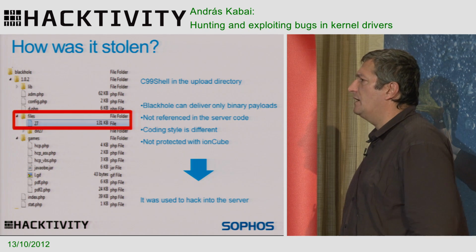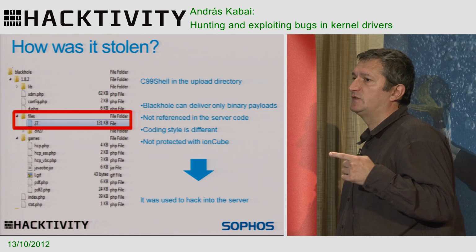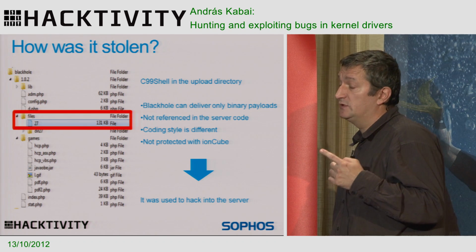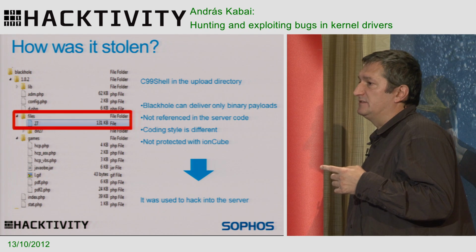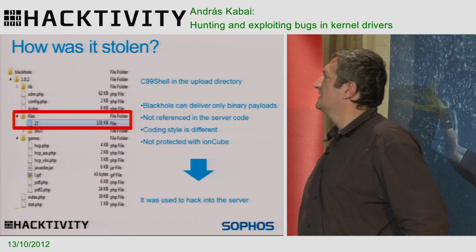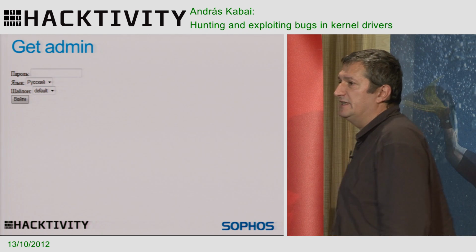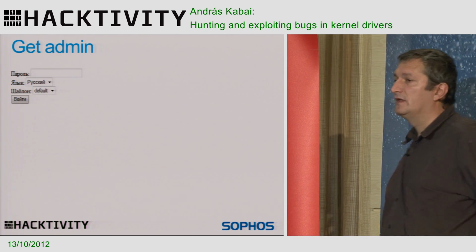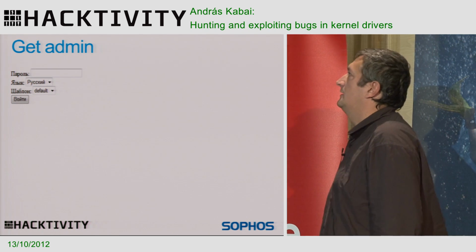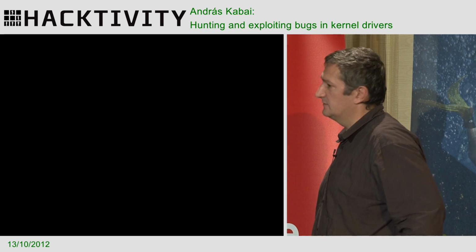So he had to upload this file to the server. Uploading this file to the server was only possible after admin authentication, because that's how the upload works. So first, he had to gain admin rights to go through the login interface. Now that's another question. How could he gain admin access?